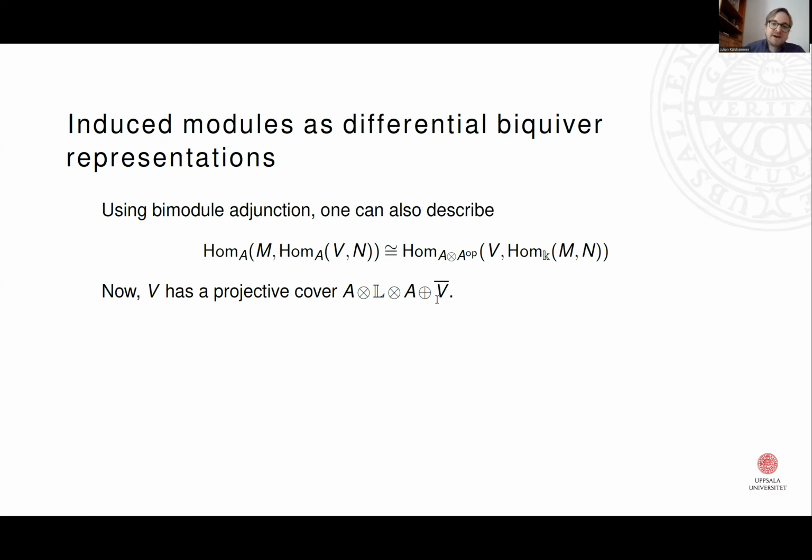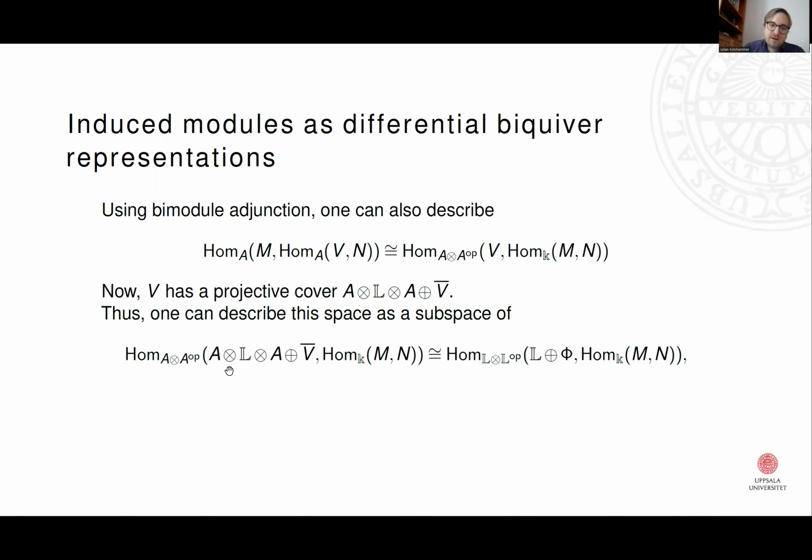And A, the diagonal bimodule, has this projective cover, this space, A tensor L tensor A. If you want, that's one way to write the projective cover of this space. Okay, so this means that you can write this thing here as a subspace of morphisms from this space. So this homomorphisms from V to hom M N can be written also as a subspace of this projective cover, A tensor L tensor A plus V bar to hom M N.